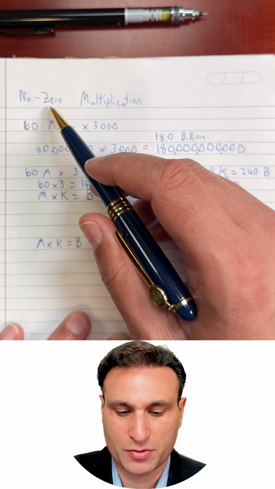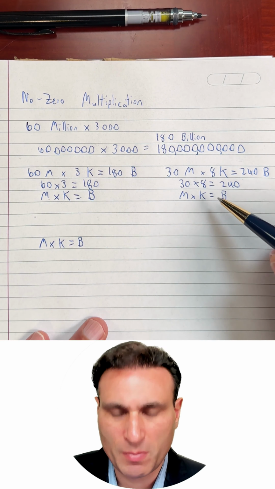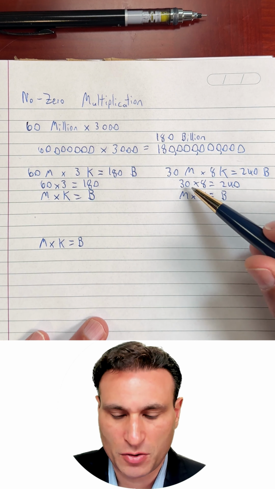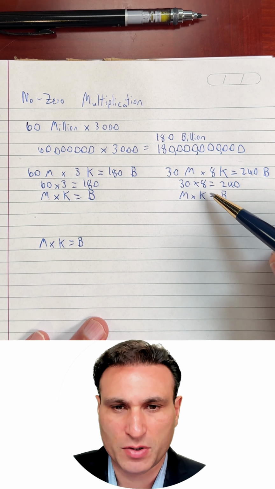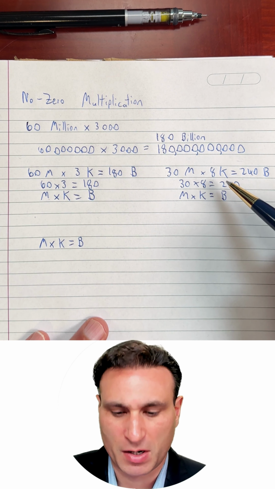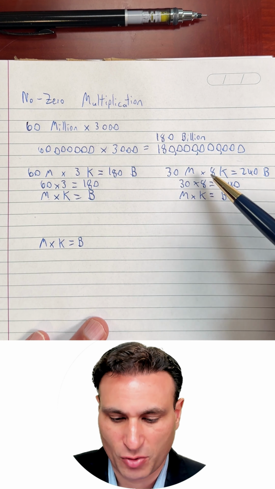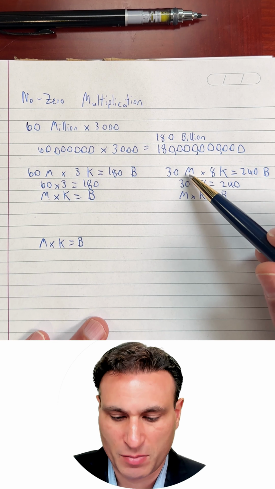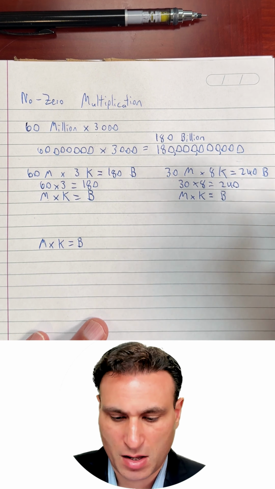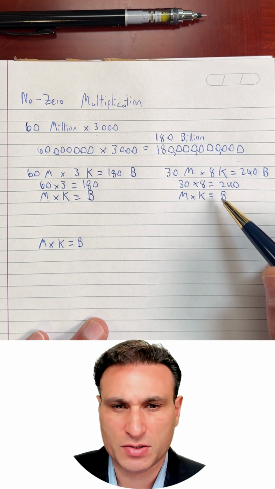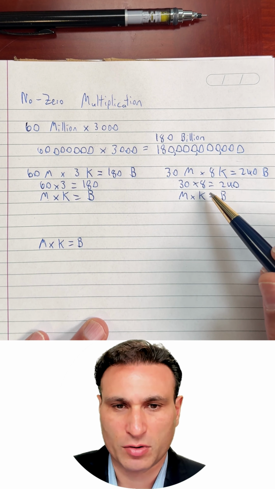Again, this method is called no-zero multiplication. Once you master no-zero multiplication, you don't need to write these out on separate lines. You can write it all on one line if you're using pen and paper. Just multiply the numerical portions, 30 times 8 is 240, and multiply the units of magnitude, million times 1,000 equals billion. I just wrote it on two separate lines to demonstrate this for people who are learning.